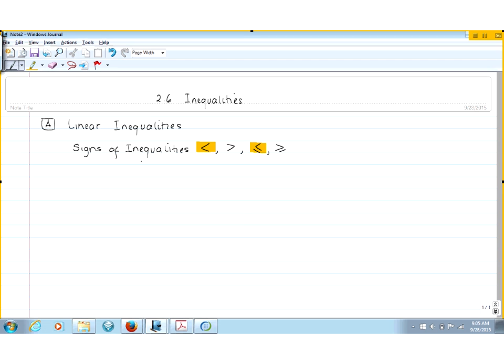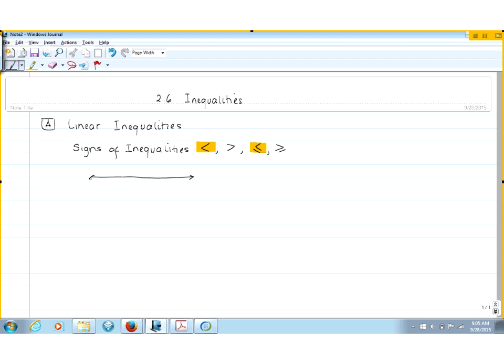Okay, so what is the difference between less than and less than or equal to? And my question is, what is the difference between these and the equal sign? Now let's look at the number line.